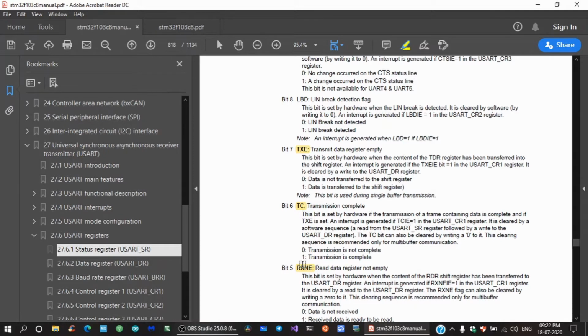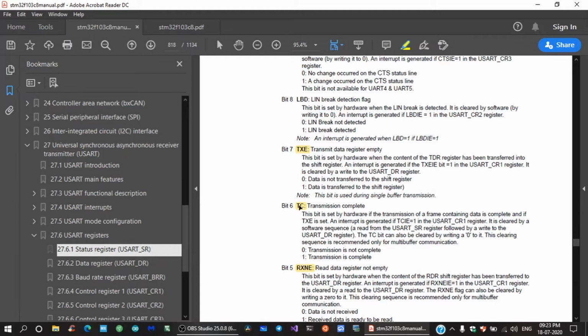So if the RXNE register is not present, we may not know that the data is received on our STM32, and we may overwrite it with transmit data. So we will be losing our received data. So whenever this register is 1, it means we have received data from the other device through UART.